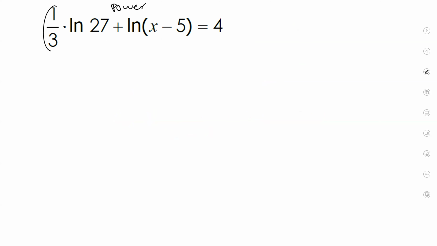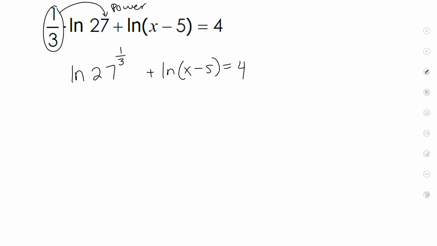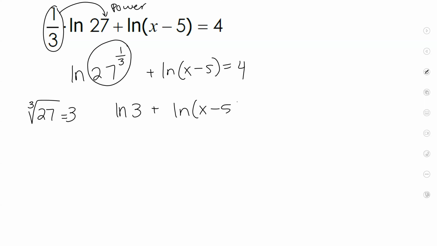So this 1/3 will become the power to the 27. So this will be natural log of 27 to the power of 1/3. This can stay the same for now. Okay, now remember, how can I write powers to the 1/3? How can we rewrite this? Yes, the cube root of 27. And what is the cube root of 27? 3. So guys, we can rewrite this as natural log of 3 plus the natural log of x minus 5 equals 4. Which property will I use next?